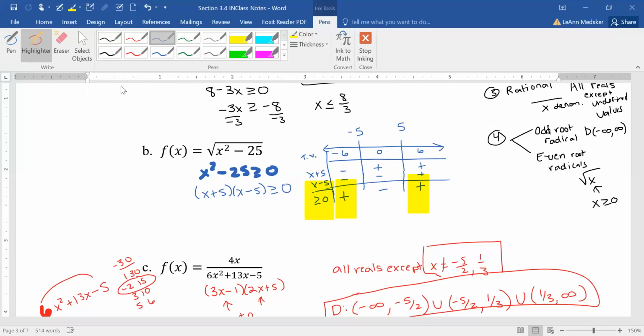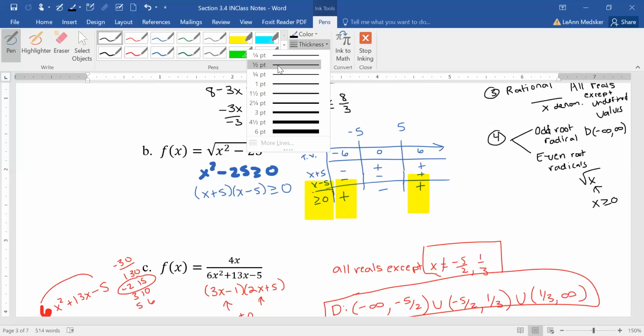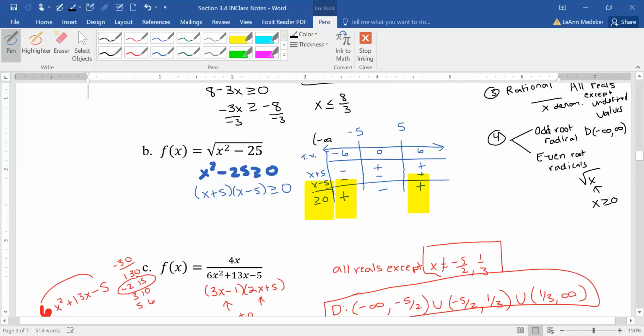This directly relates to intervals up here above my number line that I've drawn. This is everything from -infinity up to -5 and including it since we have the equal to. And this is from 5 to infinity, whereas this would be -5 to 5. So the two true regions in my domain are -infinity to -5 bracket, union with 5 to infinity.